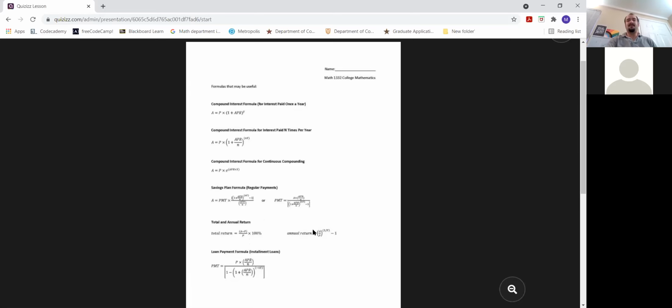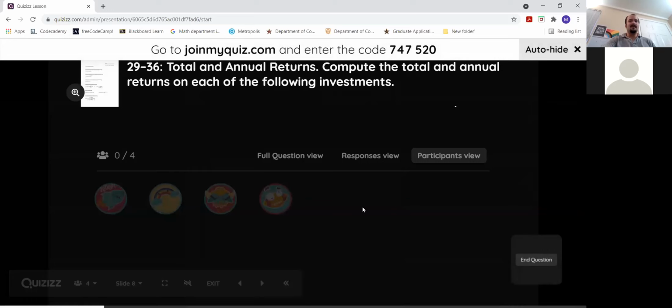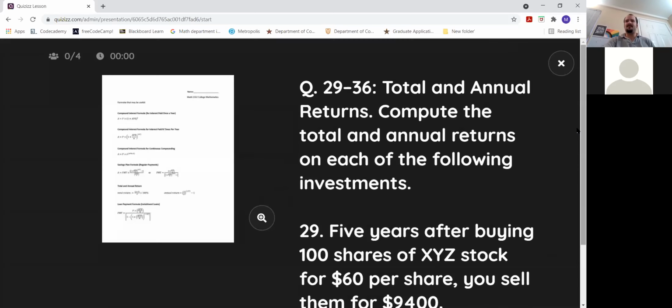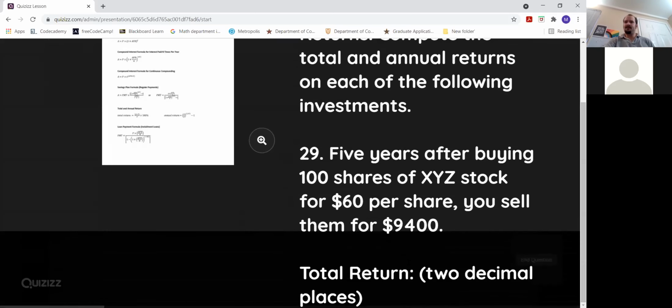Annual returns a little bit different. It's accumulated over principal to the 1 over y. We've got to subtract 1. They are both percentages. And so I think the first thing is the total return on this thing to 2 decimal places. It's a percentage to 2 decimal places.